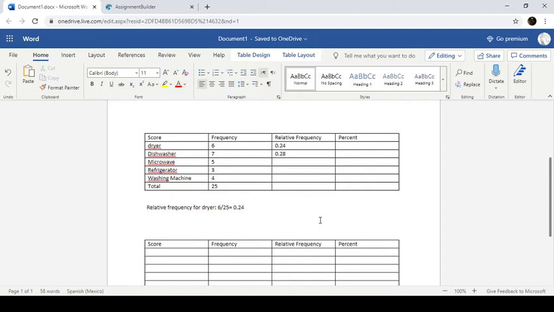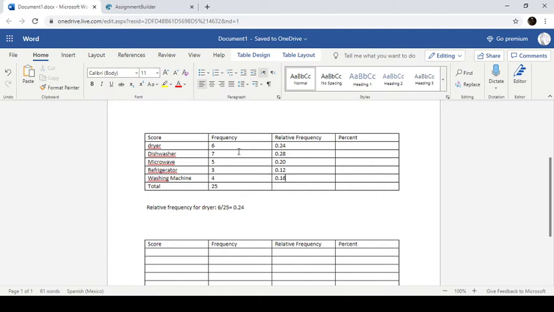Next one, microwave, we have 5. So 5 divided by 25 is going to give us 0.2. Next one, refrigerators. That one's 3. So 3 divided by 25, we get 0.12. Next, we have washing machines, which is 4. So 4 divided by 25 is going to give us 0.16. Okay.